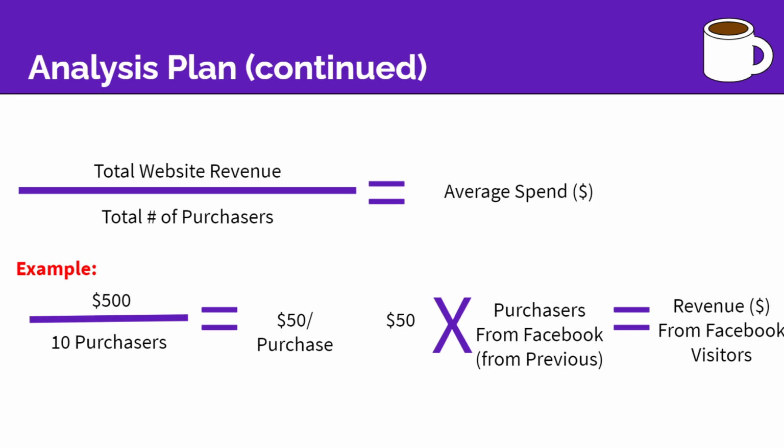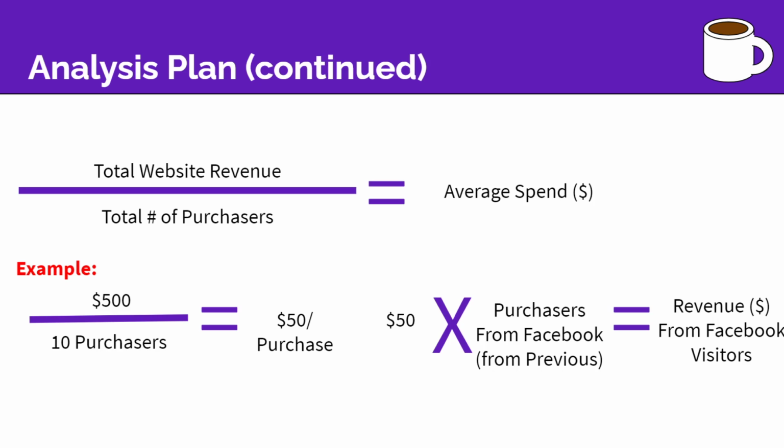Now, we're in the home stretch, so stick with me. If that final revenue number from Facebook users is greater than the amount that we're spending on ads, then that means the revenue from ads is greater than the costs. Therefore, we should keep running ads. Now, if it's the other way around, then the cost is greater than the revenue, so we should stop running ads.